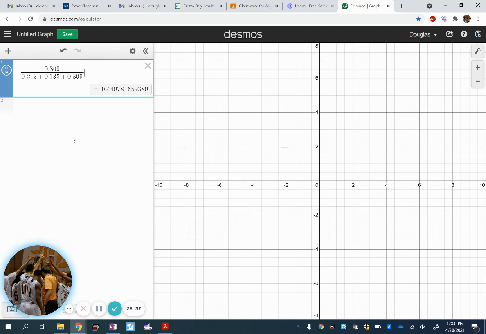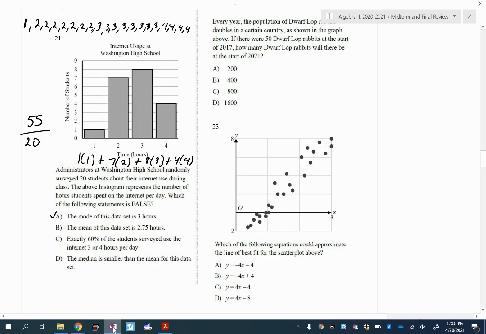So I'm looking for 55 divided by 20, which is 2.75. So I know that one's true as well. So that's not the answer because it's asking for a statement that is false. That is true. Exactly 60% of the students surveyed use the internet 3 or 4 hours per day.